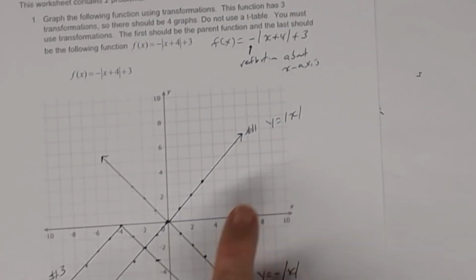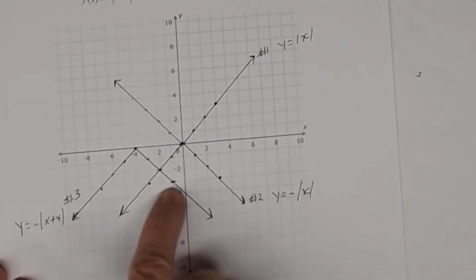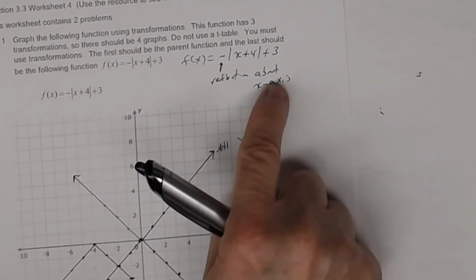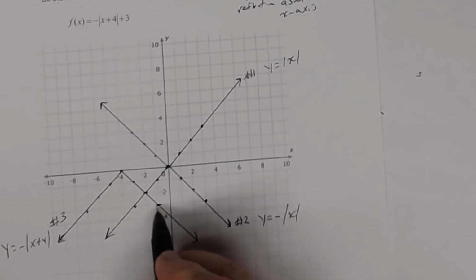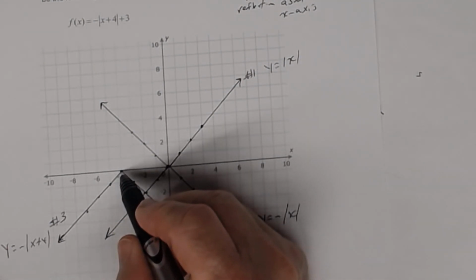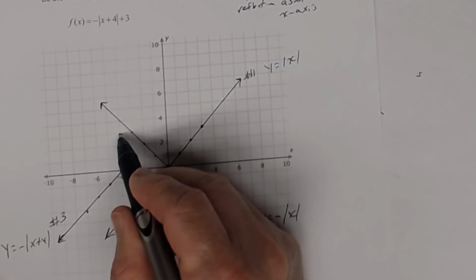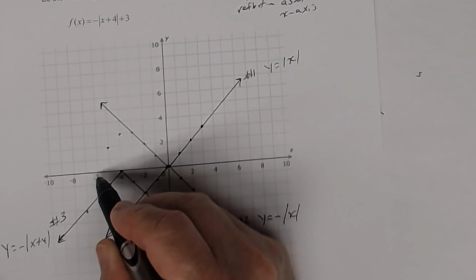Then I'm going to do the vertical translation last. I'm going to take what I just graphed and shift it 3 units up. Every point on this graph, I'm shifting 3 units up. Let's start with the vertex: 1, 2, 3. Then this next point: 1, 2, 3.